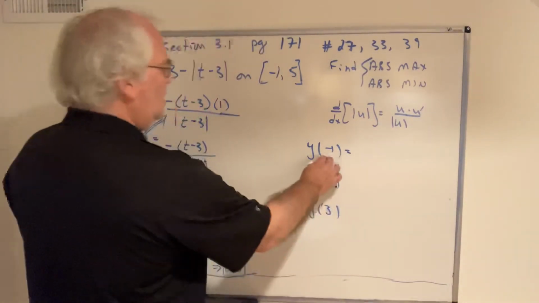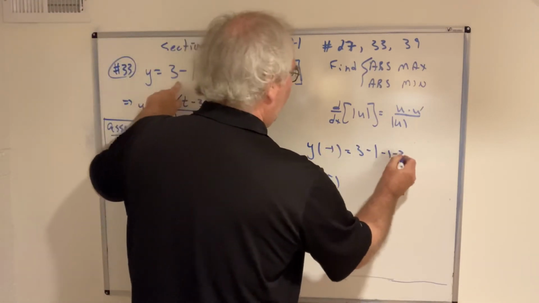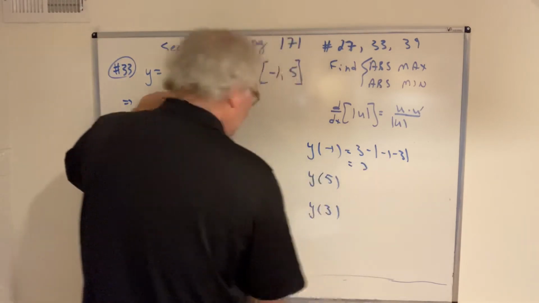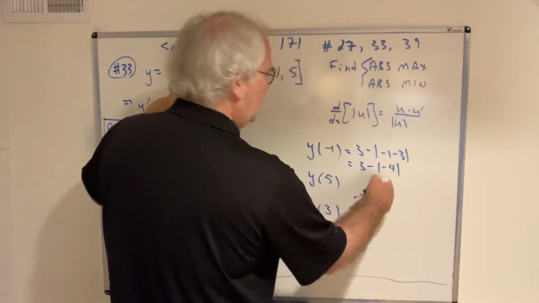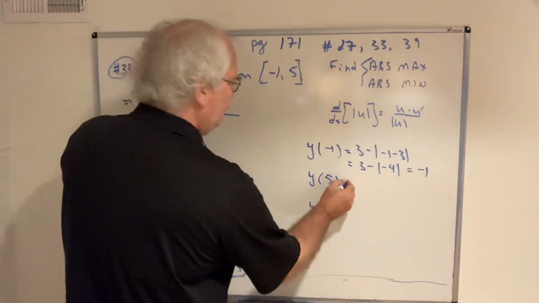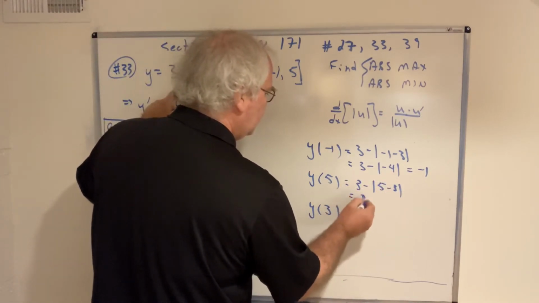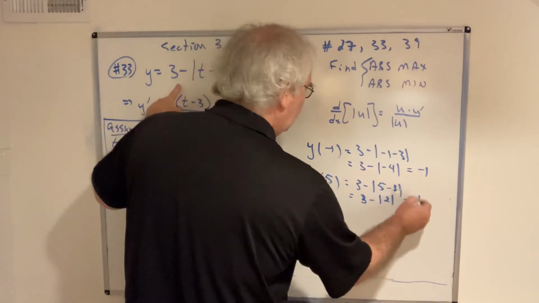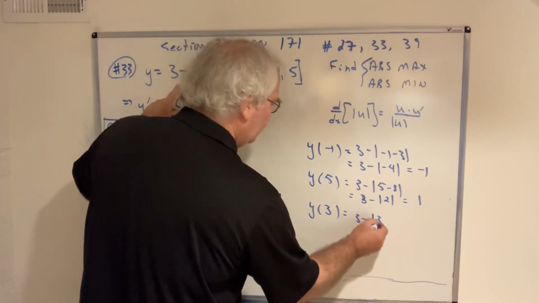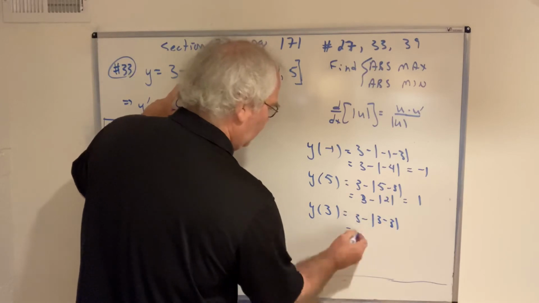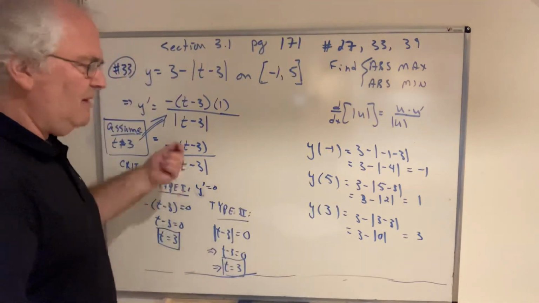And now it's the same thing as before. Use the original function. Y of -1 is 3 minus absolute -1 minus 3, which is 3 minus absolute -4, and 3 minus 4 is -1. This is 3 minus absolute 5 minus 3, which is 3 minus absolute 2, which is 1. And then this is 3 minus absolute 3 minus 3, which is pretty clearly 0, which is 3. Pick the big one, pick the little one.